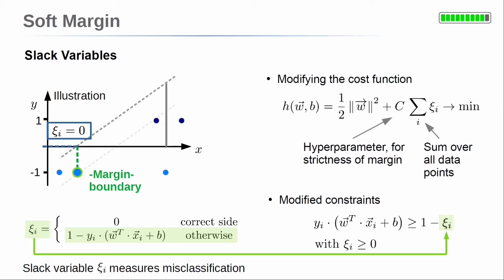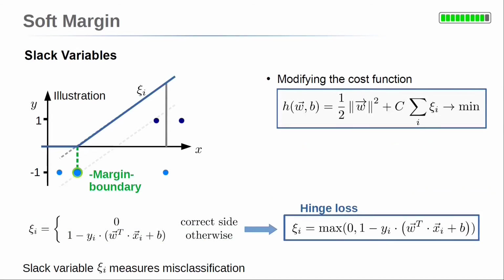However, for a data point on the wrong side, we can substitute xi_i into the constraint inequality. The 1 cancels out, and on both sides we have y_i times the parameter vector w transposed times the data vector x_i plus b. Consequently, even the misclassified data points hold the constraints. So we don't really need the constraints if we use the definition of the slack variables.